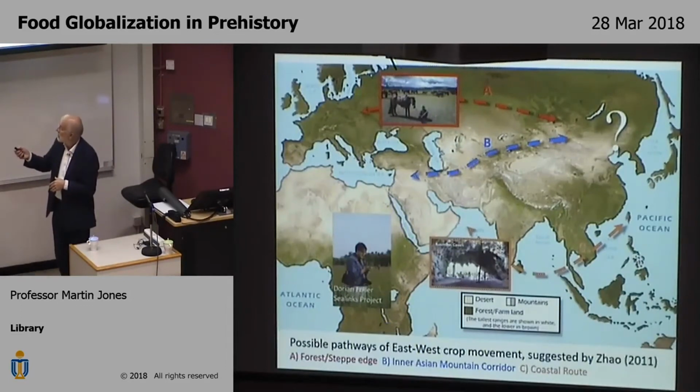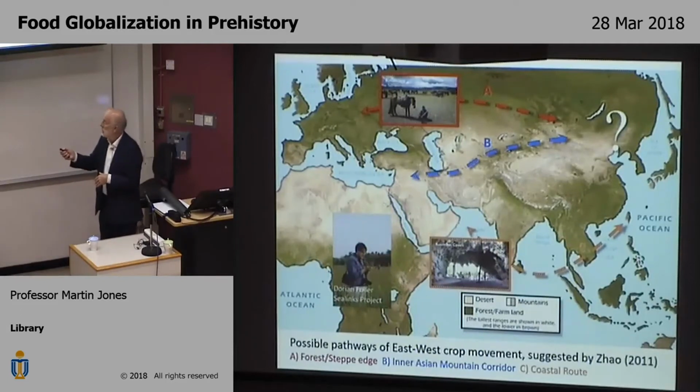My former student and colleague Dorian Fuller mounted this Sea Links project, which showed that the sea route is very interesting. One of the interesting things about the sea route is that at this time African crops are getting to India as well as Asian crops moving around there. So the sea route was really interesting.